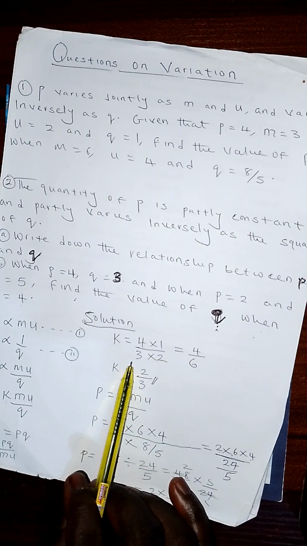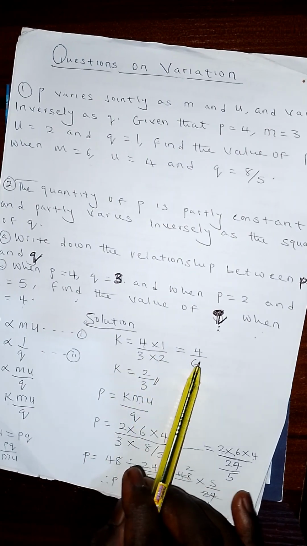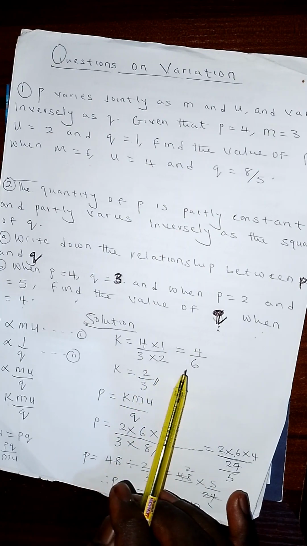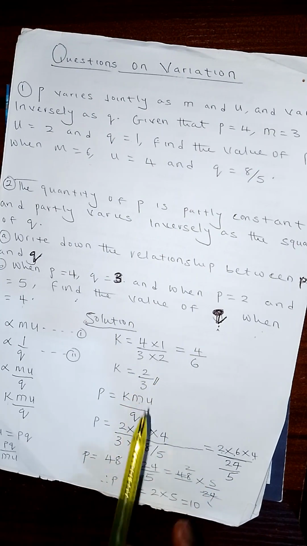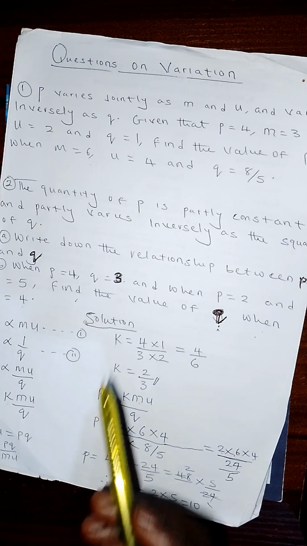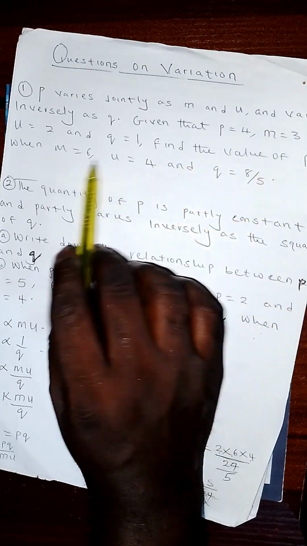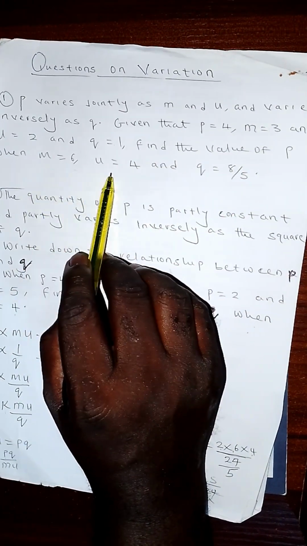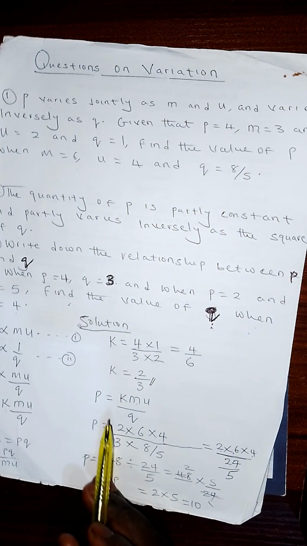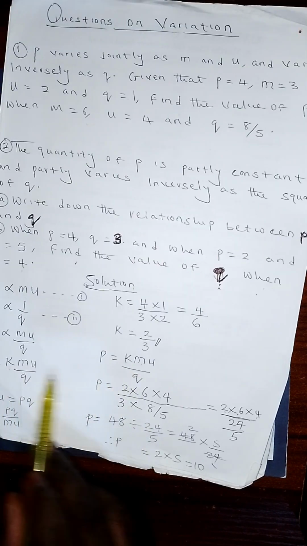So you have 4 times 1, that's 4. 3 times 2, that's 6. You divide by 2, you reduce it to the lowest term, so you have 2 over 3, and that gives us the value of K. Now, we are not told to just find K. We're specifically told to find the value of P when M is 6 and U is 4 and Q is 8 over 5. To do that quickly, we go back to where we introduced the constant K.